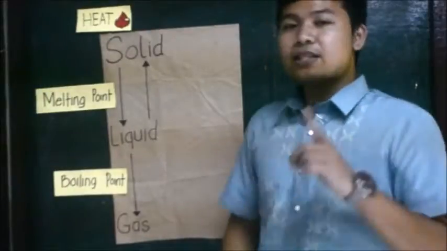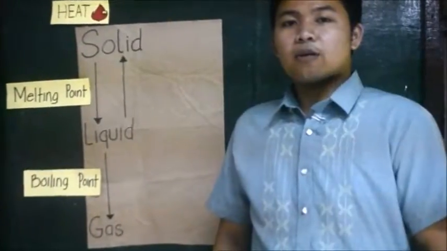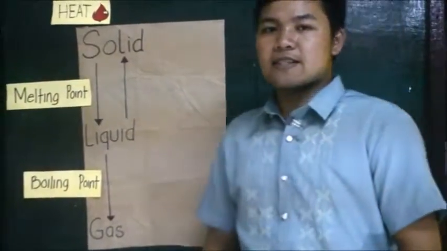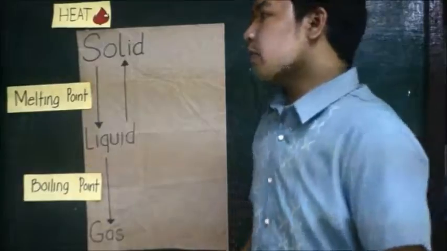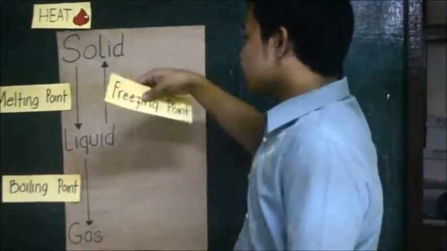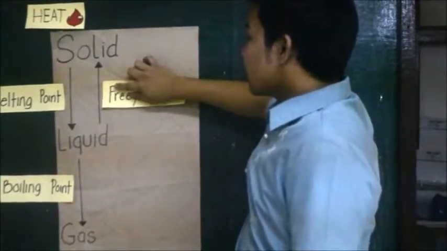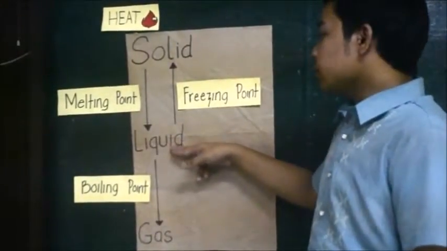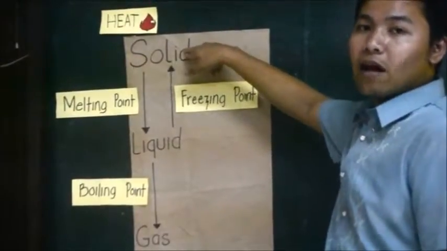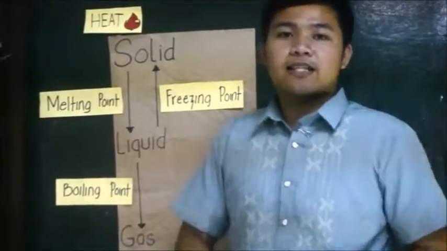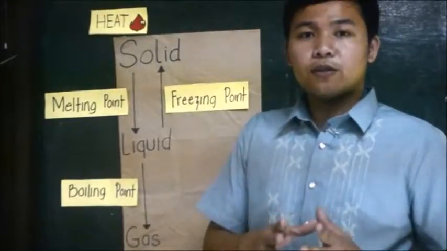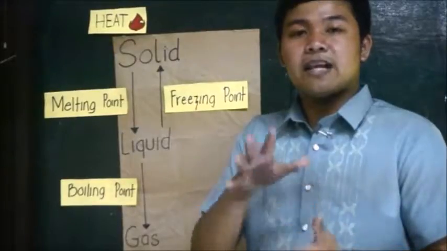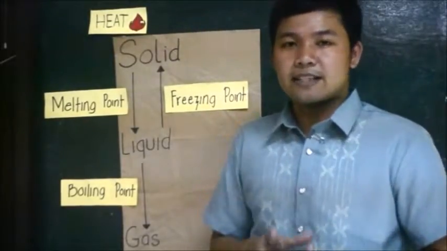Now, there is another one. How about the liquid becoming solid? Yes, the answer is yes. When the liquid meets the temperature called the freezing point, the liquid can become solid. The liquid will be in the solid state of matter. The very best example of that is water. When it is cooled, it becomes solid. It becomes ice. We call it ice, right?